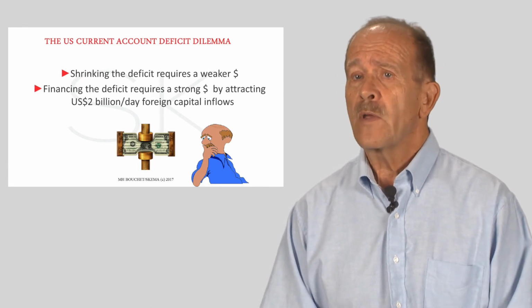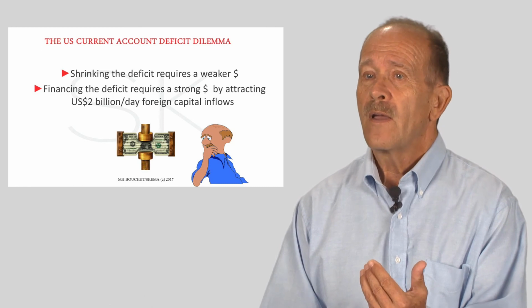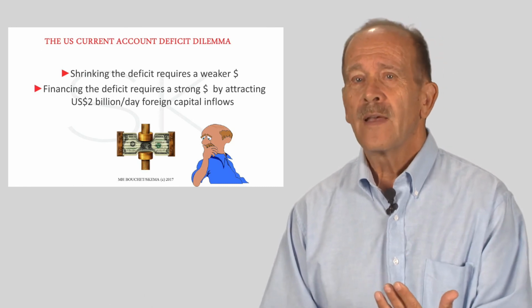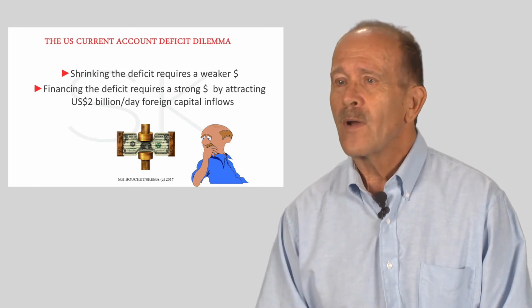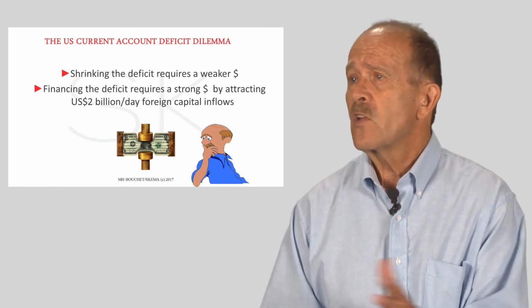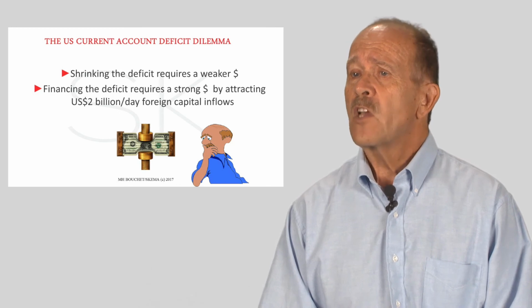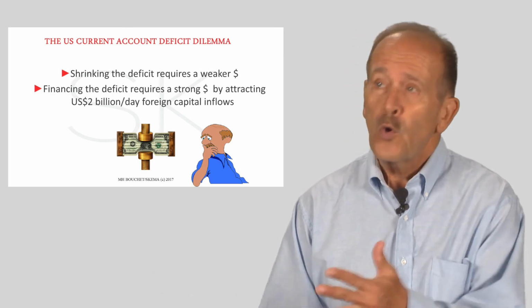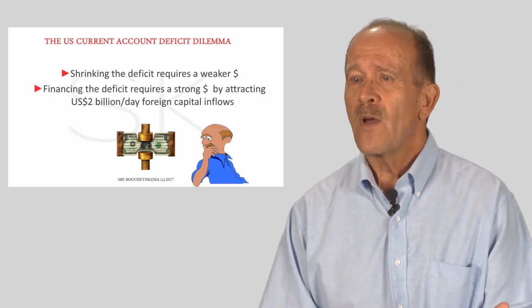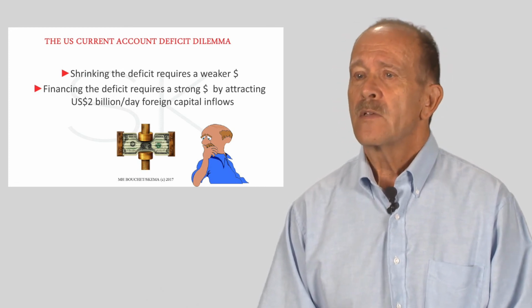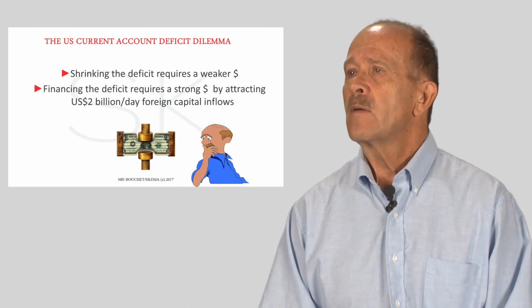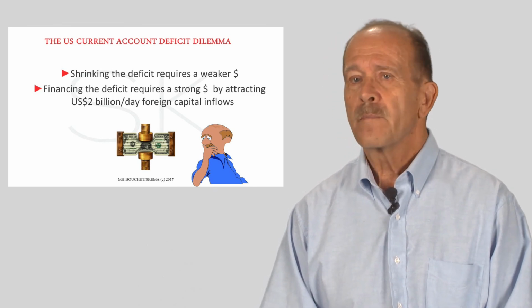Finally, let's look at the dilemma regarding the reduction in the US current account deficit. Shrinking the deficit requires a weaker dollar, while financing the deficit and attracting foreign capital flows requires a strong dollar. Given roughly a $600 billion deficit, the US economy must attract around $2 billion per day. Now, where does the money come from? Well, from surplus countries such as the Middle East, China, South Korea, and Germany.